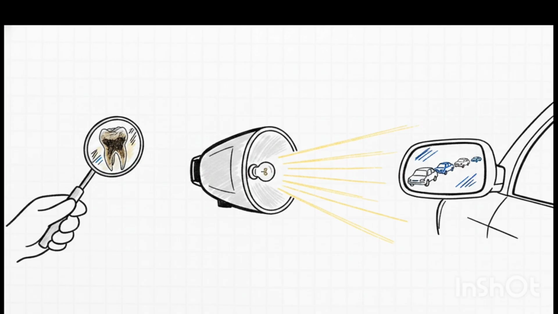On the flip side, drivers absolutely need convex mirrors. Why? Because by shrinking the cars behind you into smaller, erect images, you actually get a vastly wider field of view of the traffic. It's all about purpose.